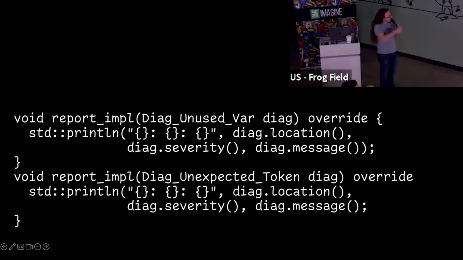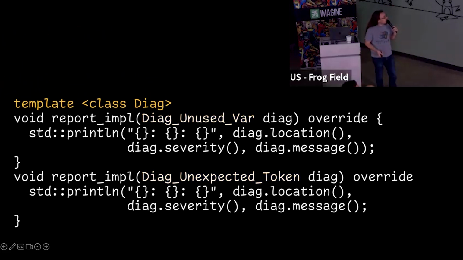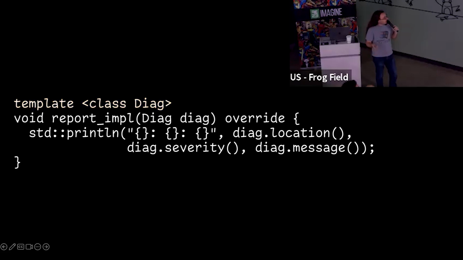And now we have a report impl function, which if we do the same process of factoring for the other report impl function for the unexpected token, you'll notice the bodies of these two functions are identical. They're token for token identical. The only difference between these two functions is the parameter type. And if you have two functions with an identical body and just a different parameter type, then what you can do is use a template. So now whenever you call report impl, C++ will create an instantiation of the template, fill in the type for you, and then it will call the appropriate location, message, and severity functions.